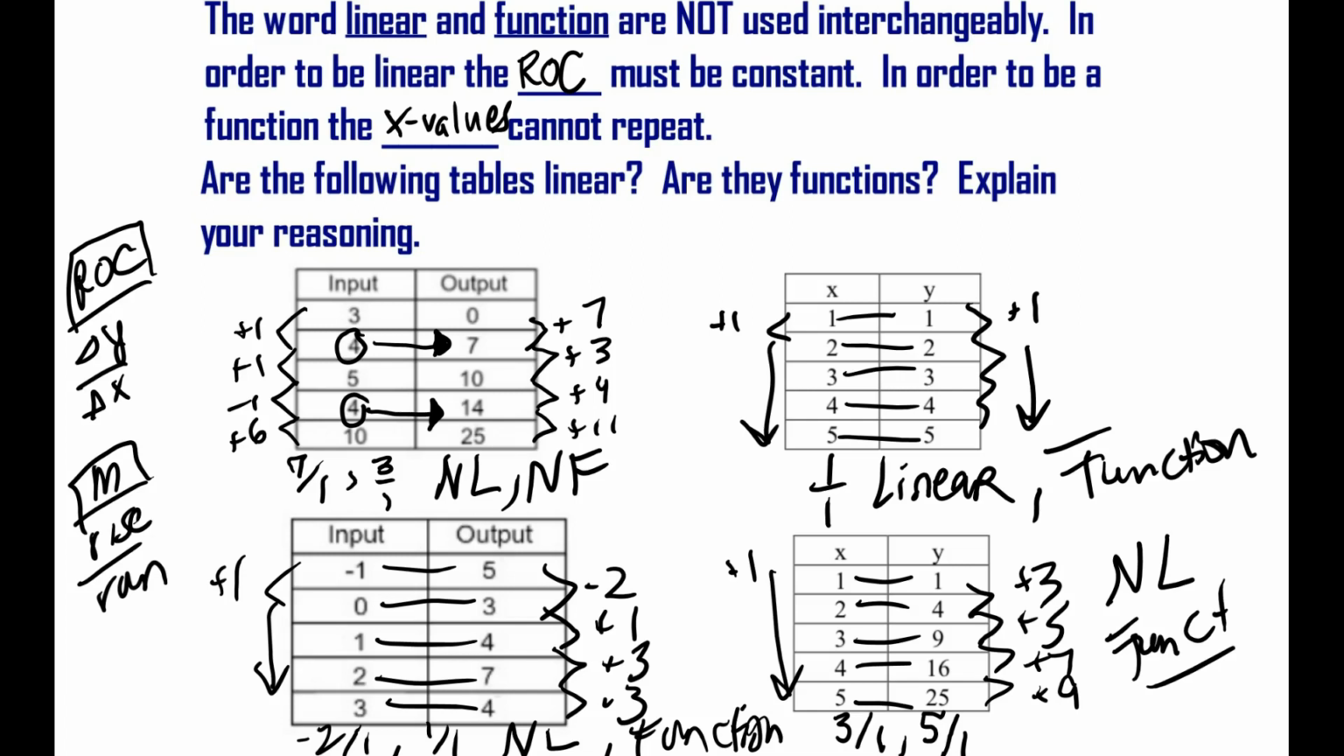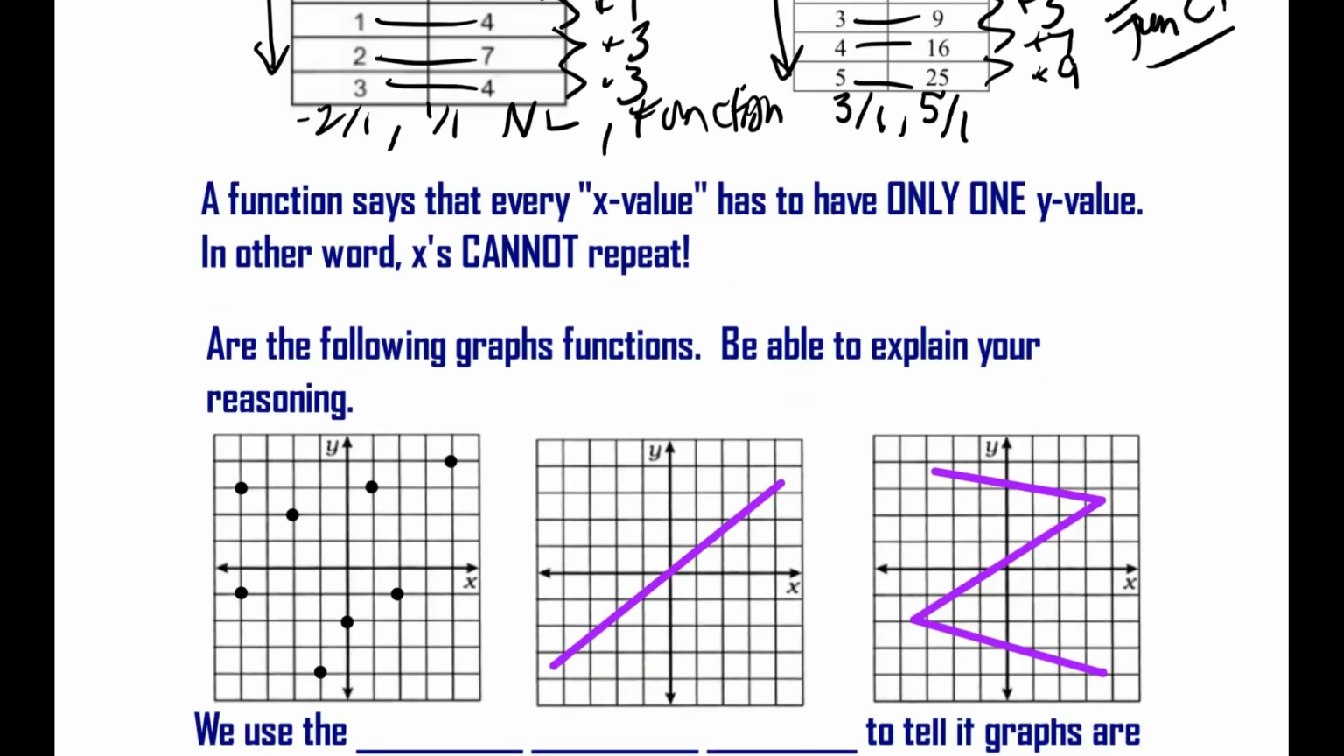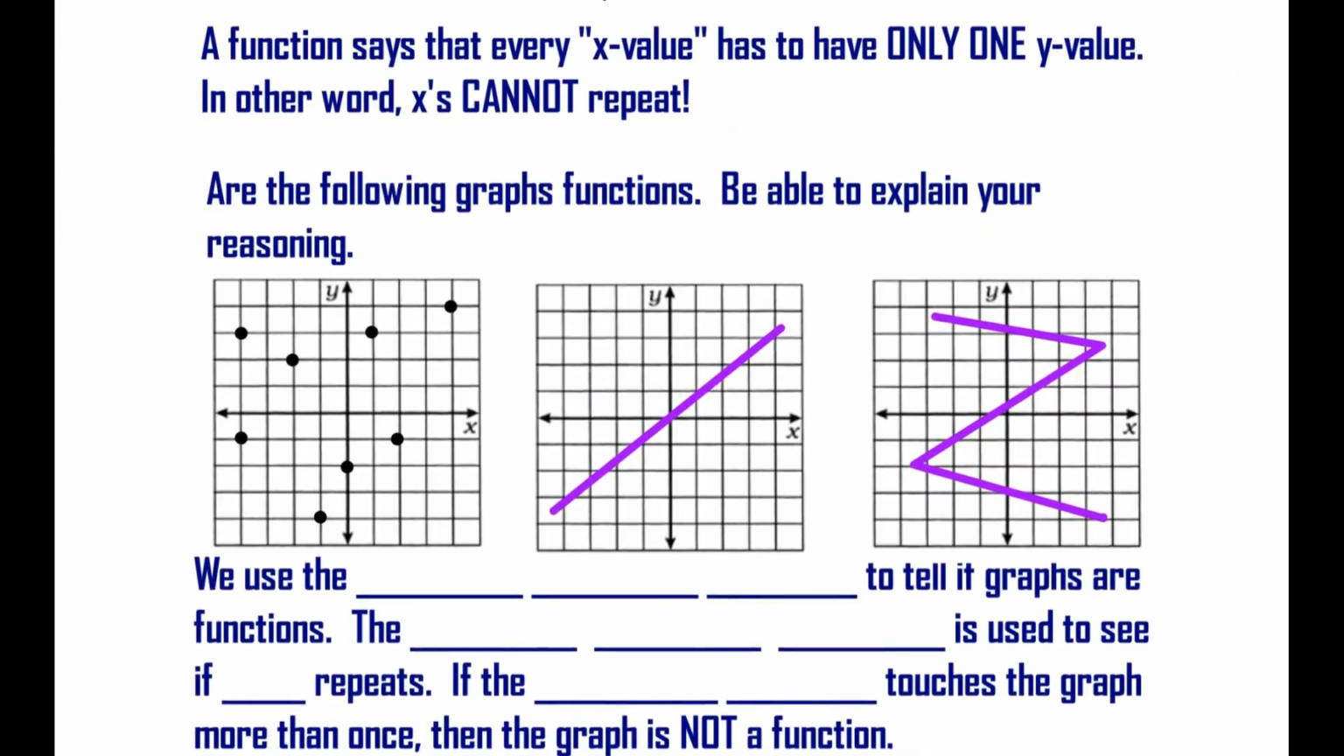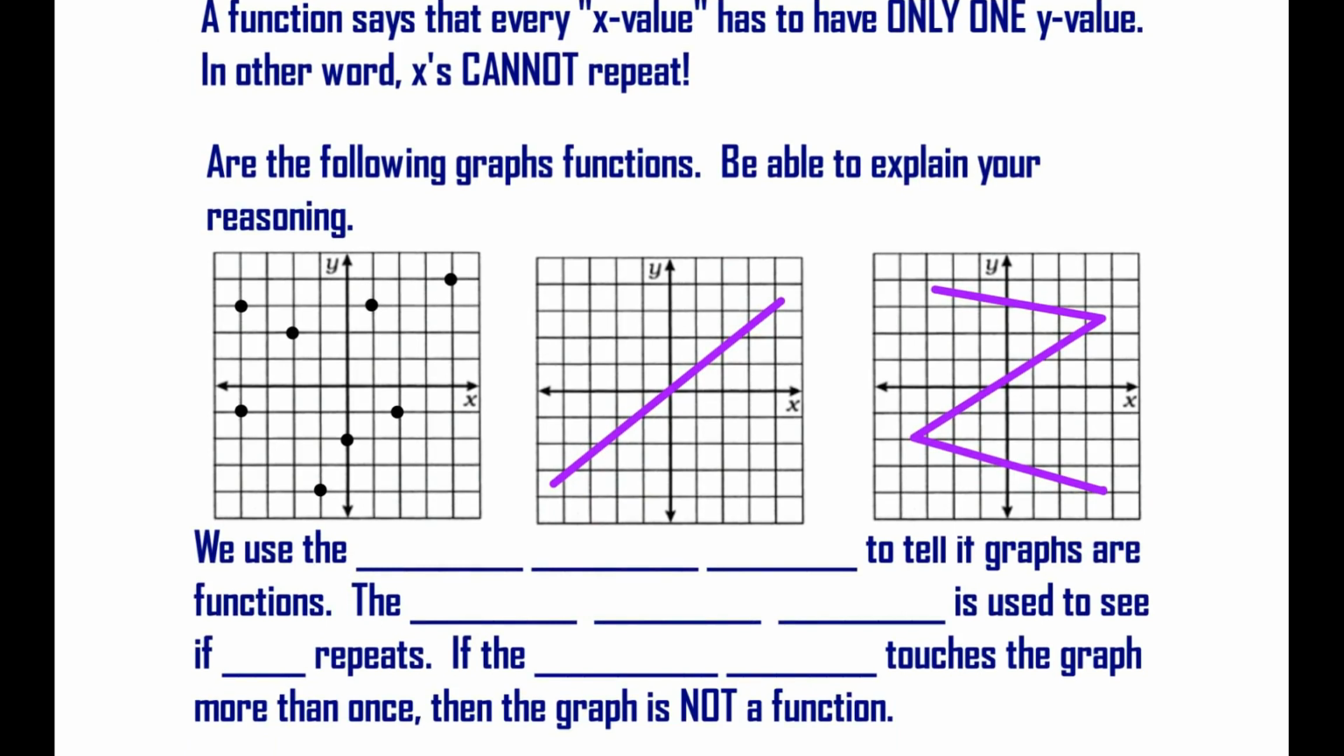It's just a non-linear function. Why? Because the x values don't repeat. I think y'all are intelligent. Y'all have come so far. So again, a function says that every x value has to have only one y value. In other words, x's cannot repeat. They can't cheat. Repeat, cheat. X's can't cheat.